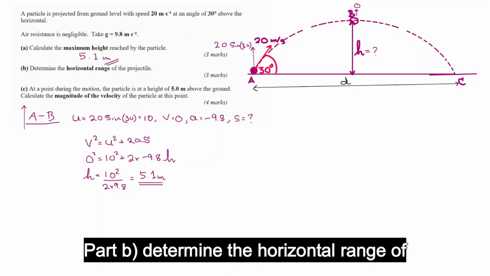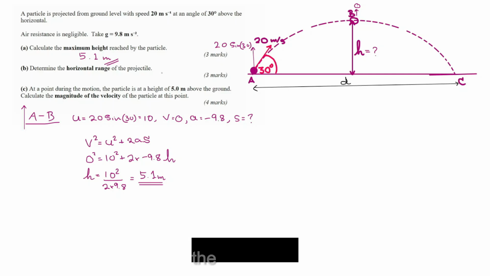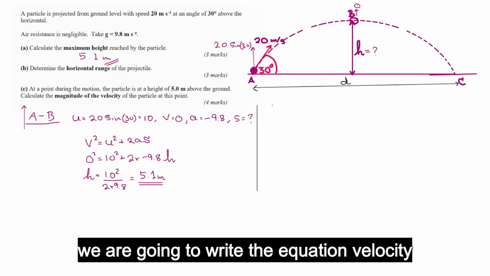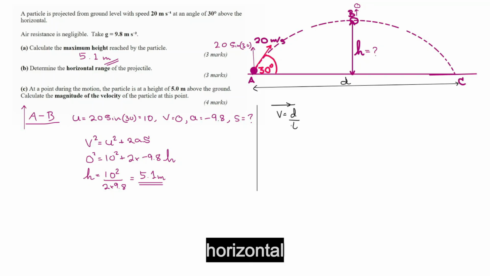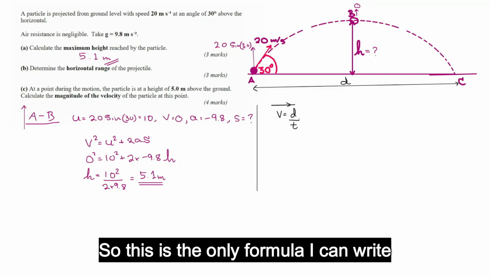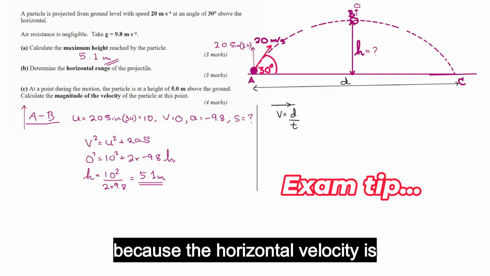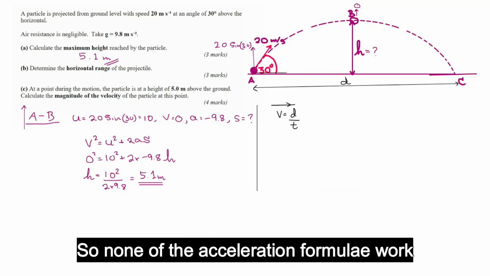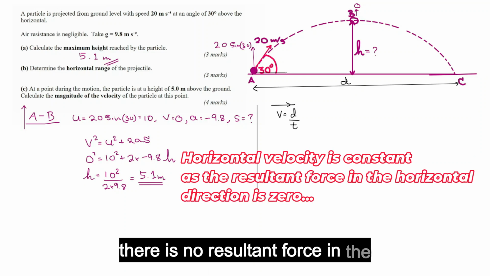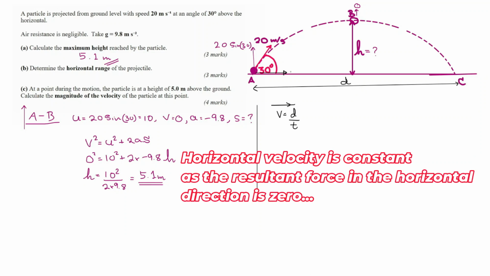Part B, determine the horizontal range of the projectile. So the question is to find d. Now to do that, we are going to write the equation velocity is equal to displacement over time in the horizontal direction. So this is the only formula I can write because the horizontal velocity is constant. So none of the acceleration formulae work for that because there's no resultant force in the horizontal direction and it's at a constant velocity, and the constant component here is 20 cos 30.